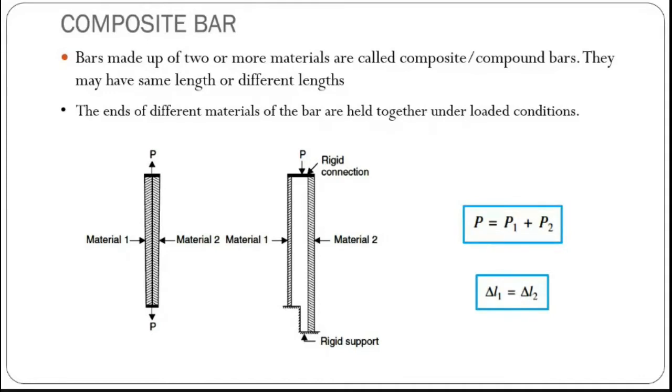Then we consider a bar which is arranged parallelly. Something like this, you can see in your figure. So one material and two material are connected together, and the force is applied on the ends of these two materials. When you apply a force here, your force will be distributed on each of these bars. So we consider this is having material 1 and material 2, different materials.